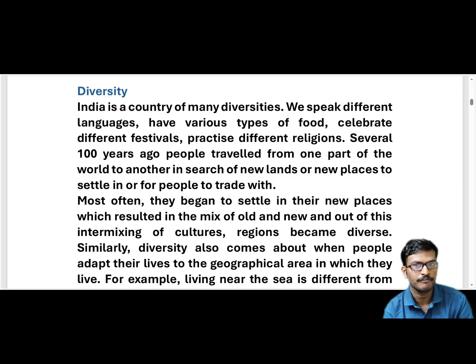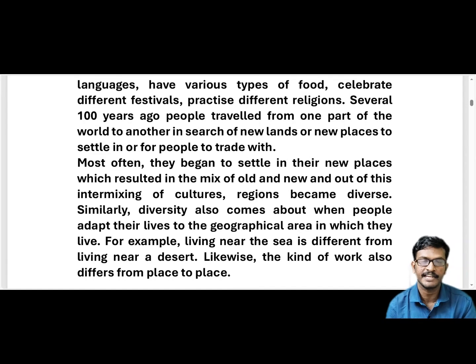So there is a difference between their lifestyles. Their lifestyle is very different according to their geographical conditions. One person is settled at a sea place, where the climate is cool, no? Desert means the climate is very hot. So their lifestyle, their food habits, everything is different. So people settle in different places, and their lifestyle is also different. This is the best example for this.